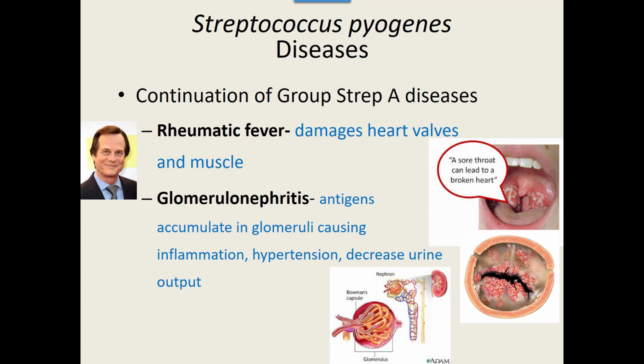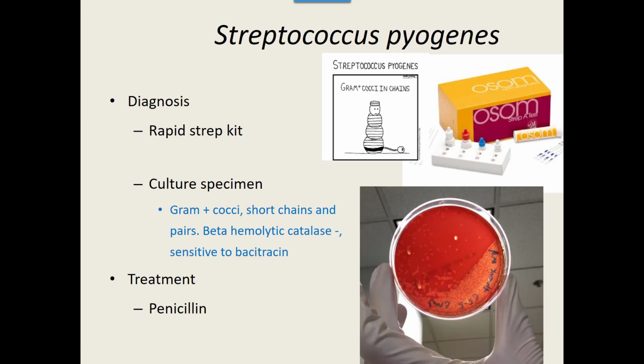Now, when you're trying to diagnose someone for Streptococcus pyogenes, the easiest way is that rapid strep kit. This exact same kit that we have up in lab is the exact same kit they have in the hospitals and in clinics. If we're going to culture the specimen out, it's going to show up as gram-positive cocci, short chains and pairs. You're going to see that beta hemolysis. It's going to be catalase negative. And if we wanted to really ID it down, it's going to be sensitive to the antibiotic bacitracin, which means if we put a little antibiotic-soaked disc of bacitracin on this bacteria, they would be affected by it.